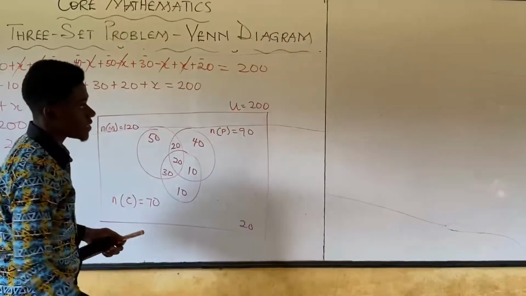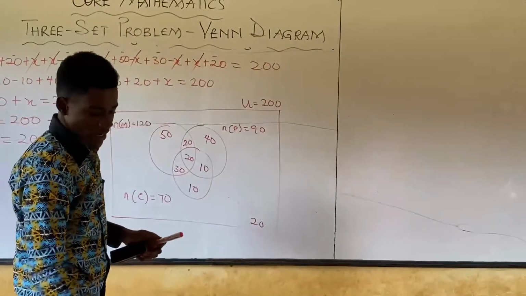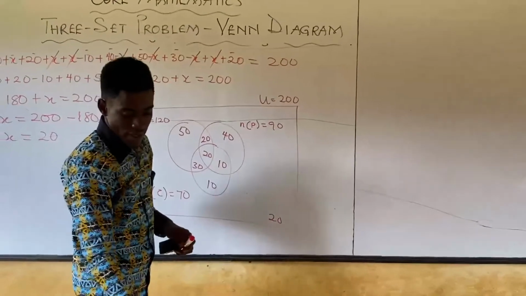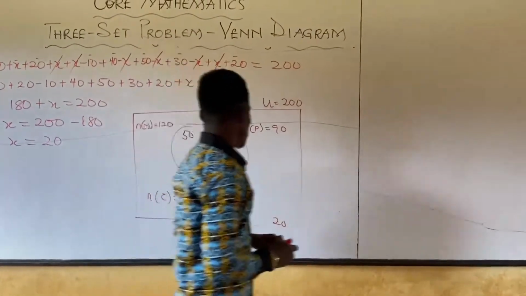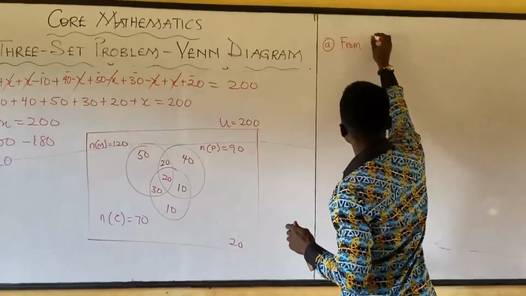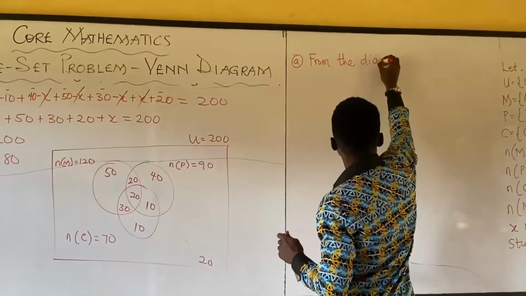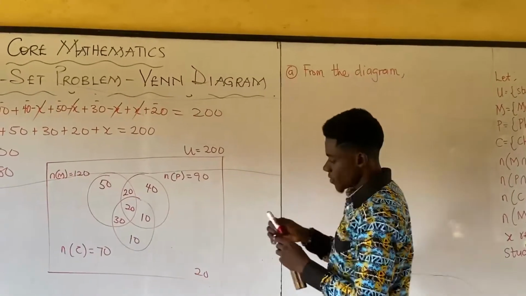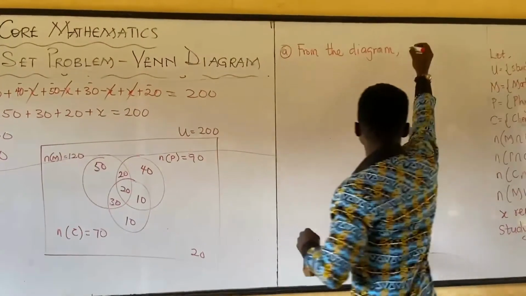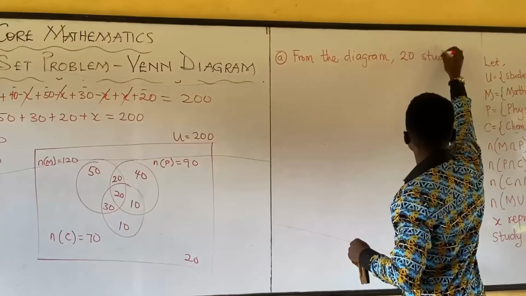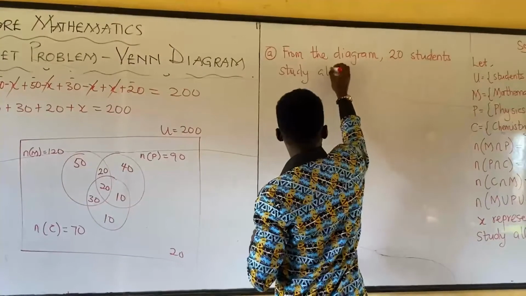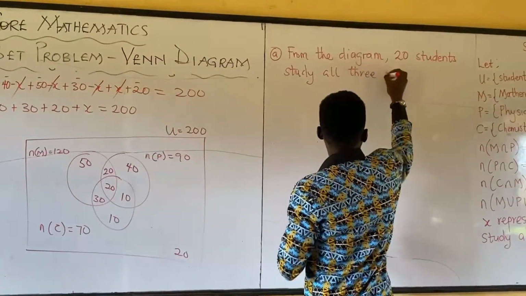So the first question stated that we should find the number of students who study all the three subjects. So A, from the diagram. So from this diagram, we will see that 20 students study all the three subjects. So 20 students study all three subjects.